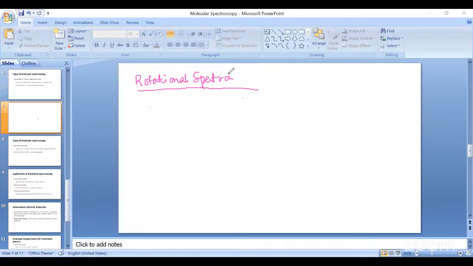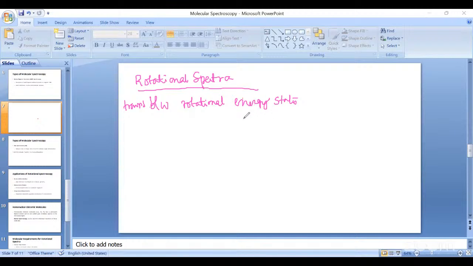So what is pure rotational spectra? We will be calling it pure rotational molecular spectra. Why are we getting this pure rotational spectra? It arises from transitions between rotational energy states. Pure rotational molecular spectra arises from the transitions between the rotational energy states.